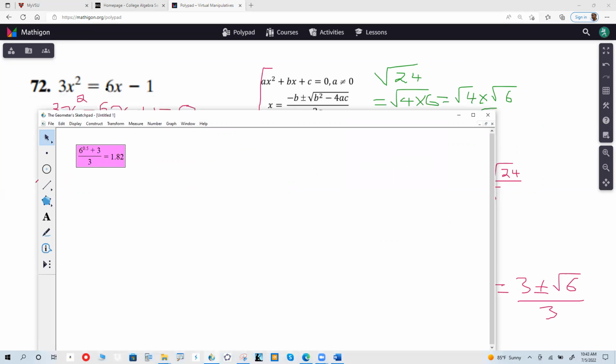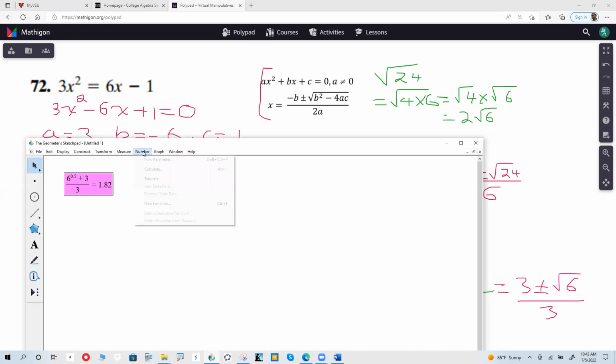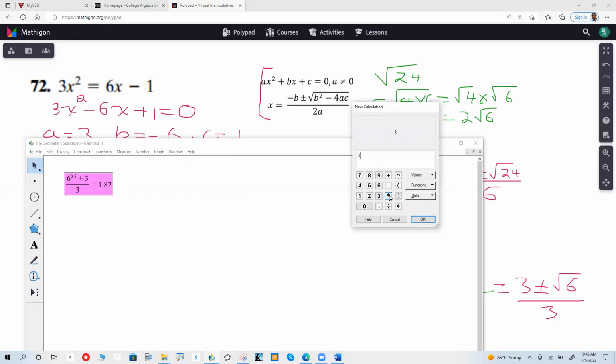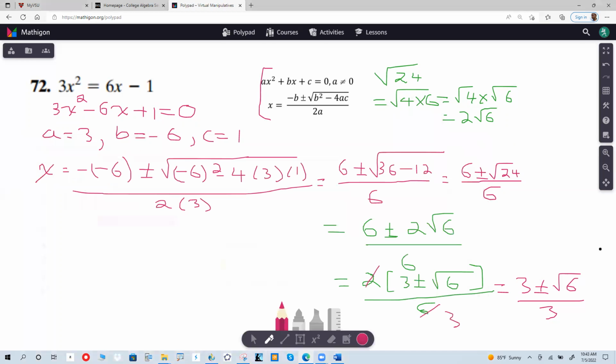I'm going to take my 1.82 and put it in my main equation. I can just put in my red one, which is the same. 3 times 1.82 squared minus 6 times 1.82 plus 1. And that's good enough for me. It's close to 0.02, so I'm happy. I'm going to move on. Here it is. Take a look.